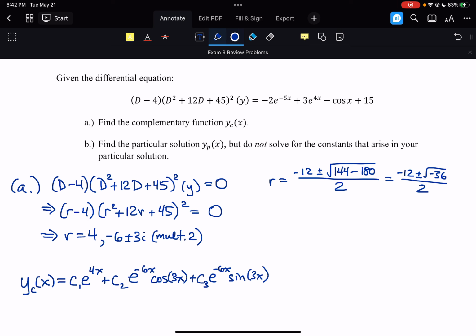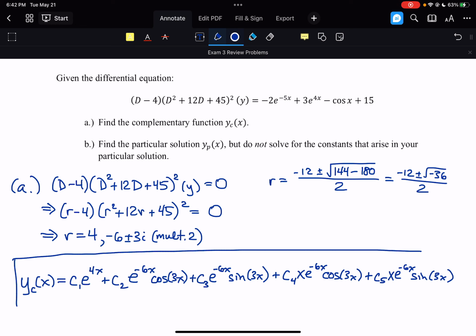And again, if they didn't have a multiplicity of 2, that would be it, but each one of them occurs twice. So we're going to basically repeat these solutions, but with a factor of x in front of them. That's what happens when we have repeated roots. So we get c4 x e to the negative 6x cosine 3x plus c5 x e to the negative 6x sine of 3x. And that will be our complementary solution, or our complementary function, where we solve the corresponding homogeneous differential equation.